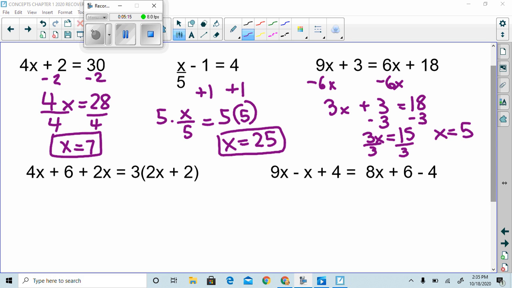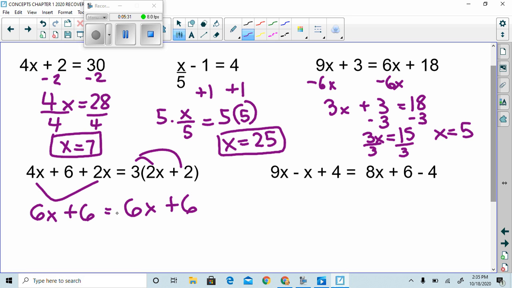We have two more here to do. On this first one, I see some like terms to combine. So again, before we move anything, let's simplify. So I have 6x plus 6 on the left, a distribution on the right, 6x plus 6. Variables on both sides, let's collect them to one side.